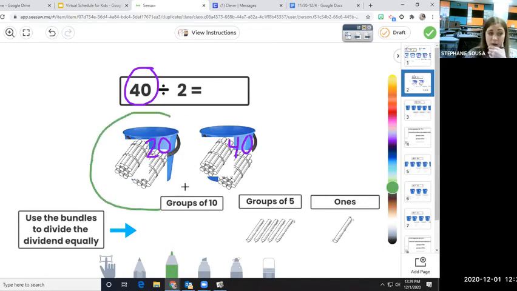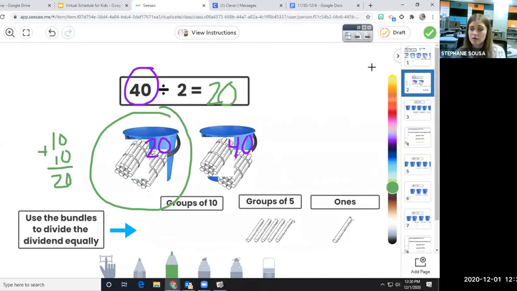How many are in one bucket? Well, I have two groups of 10. 10 plus 10 is equal to 20. So if one bucket has 20 in it, my quotient is 20. 40 divided by 2 equals 20. Questions on slide 2? All right.